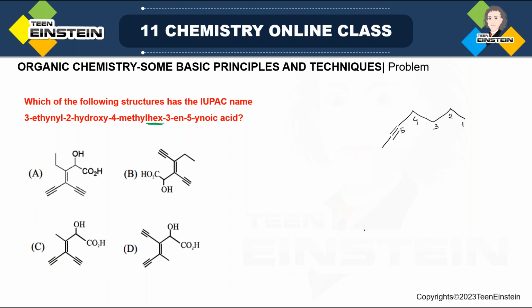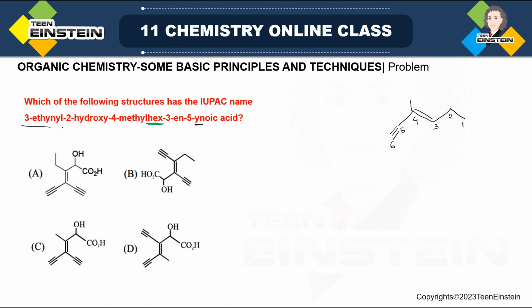Now at 5 position, there is yne. So that is why I have directly drawn the C triple bond C. Now after 5, it will be 6. Sorry, 1 is not there. So it is ending at this position. And 3 position, there is ene. So I will put C double bond C here. Then at 4 position, we have methyl group. And 3 position also there is ethynyl.